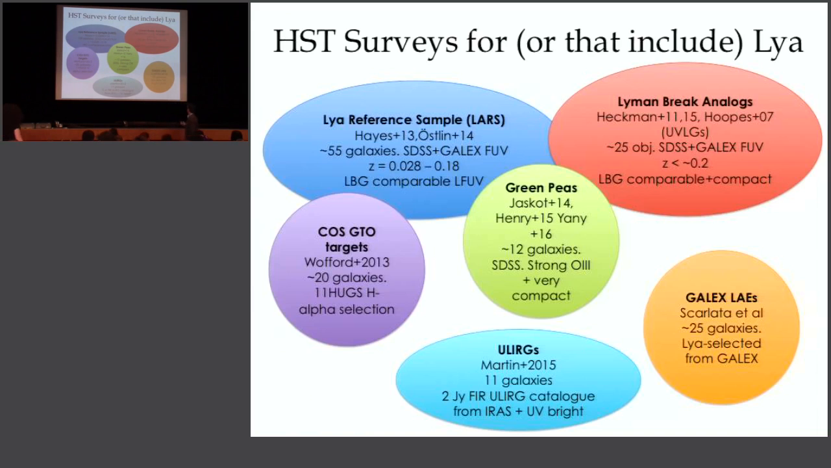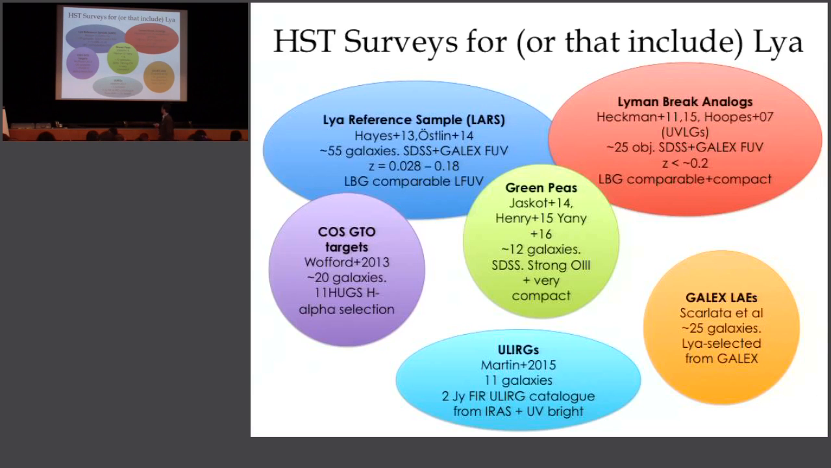There's also a sample of Lyman-break analogs, designed in the same kind of way, at somewhat higher redshift, with different criteria on compactness, but with the same motivation. There's a little bit of overlap. Similarly, there are green pea samples that we've heard about already in Masami's talk, and I think at least 10-ish people in the audience work on them or have worked on them, and they also overlap to some extent with Lyman-break analogs.